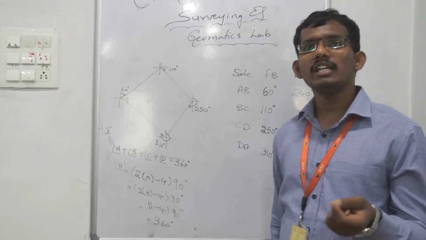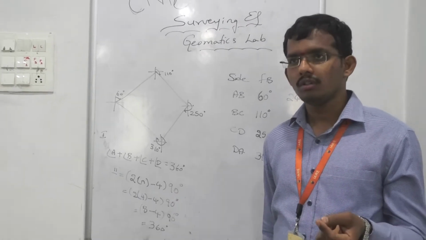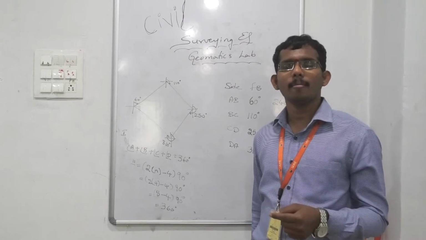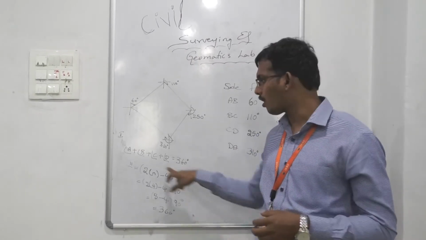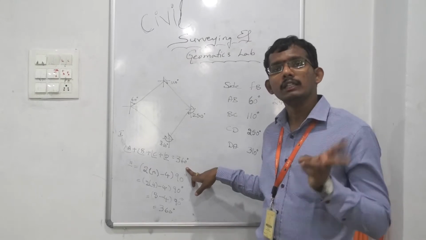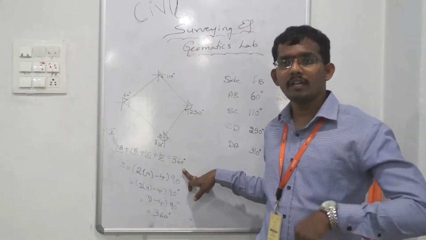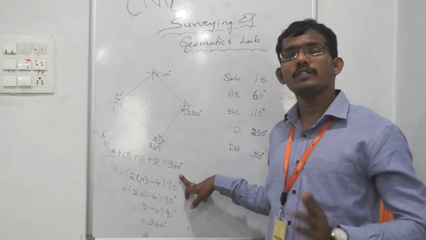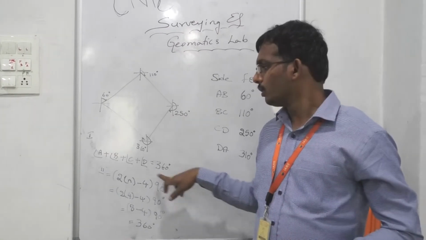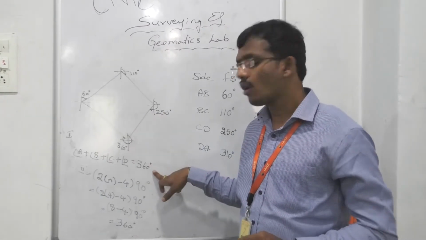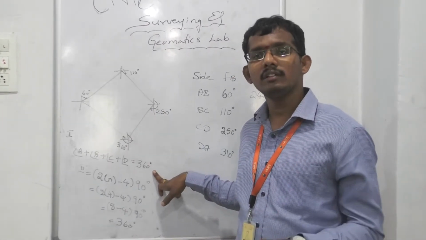That is, suppose the sum of the angles that you got is 358 degrees. The remaining is 2 degrees error. If error is negative, correction is positive. If error is positive, correction is negative. So when you do the sum of the angles in the traverse, and it is not exactly 360, it means that there is some error.